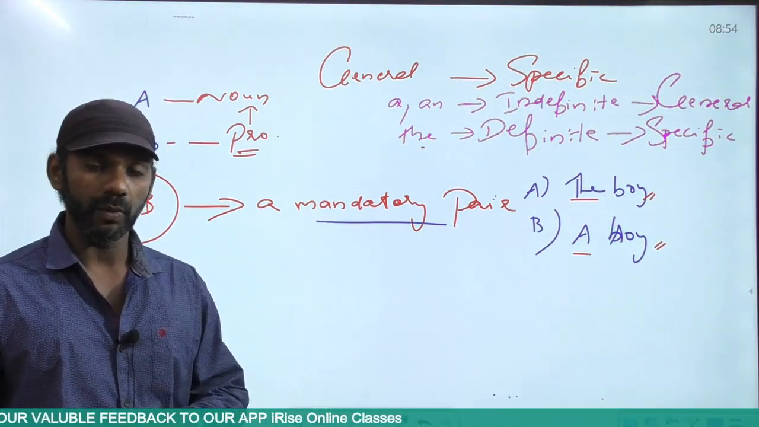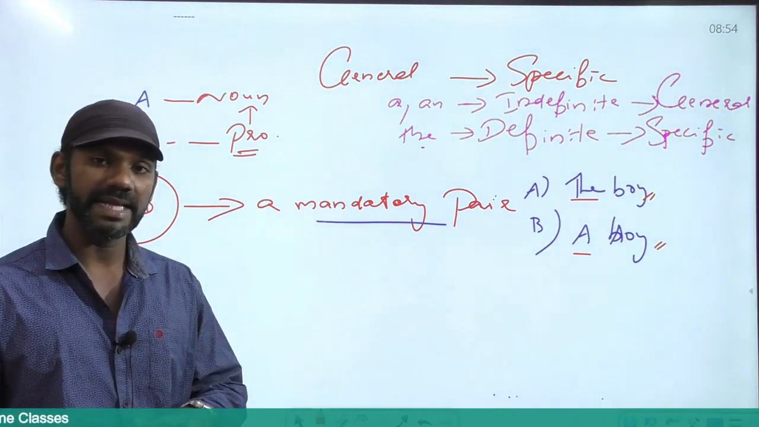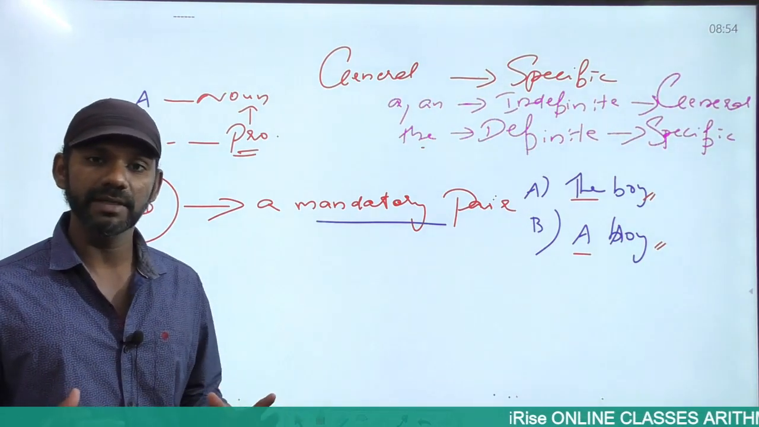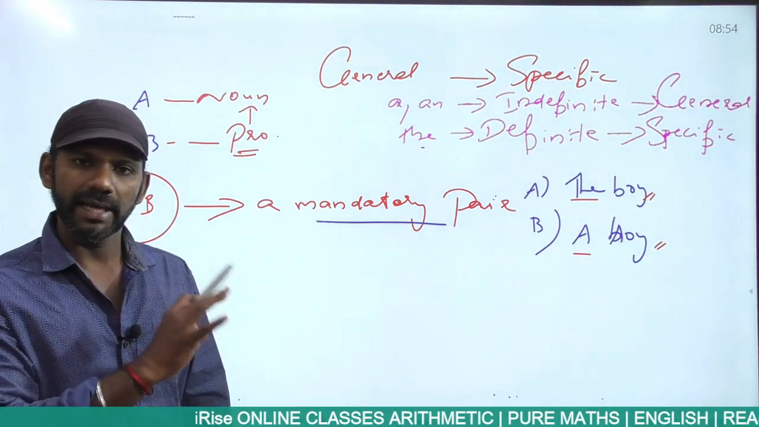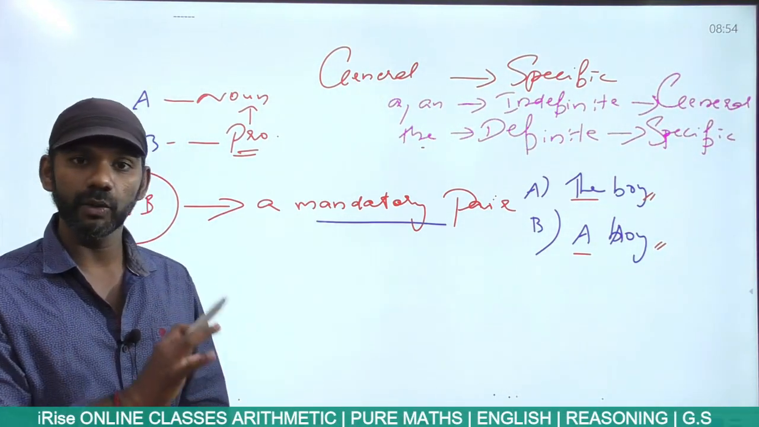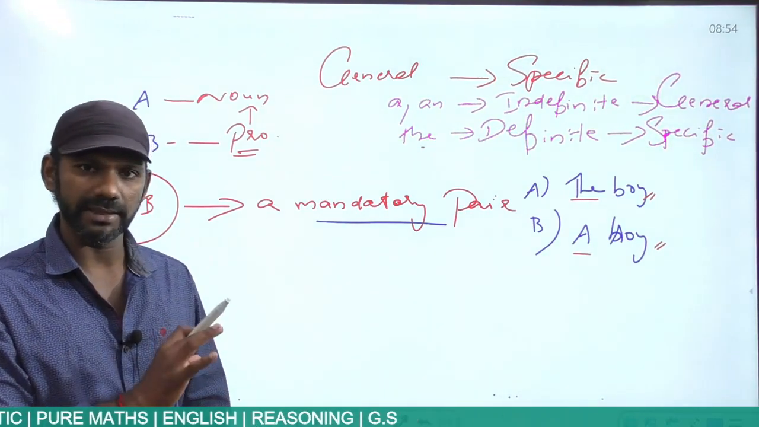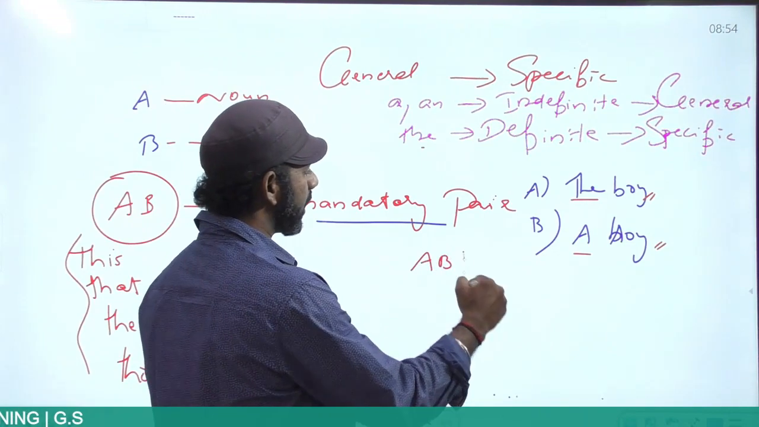Word in the sense is a noun. When the same word is used in two sentences, those two sentences must come together. So here we have two sentences, A and B, and in both the sentences we find mention of the noun, the word boy. So these two statements must come together. Now my question is, here the mandatory pair must be AB or BA.